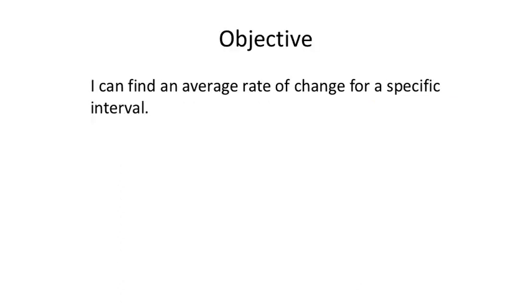The objective: I can find an average rate of change for a specific interval. This is probably a new word for us, interval, but we'll talk about it. Take 30 seconds, copy this down, then we'll talk about it. Just as a quick reminder, rate of change is another name for slope. And so when it's saying we want an average rate of change, I really don't care that it says average. We're looking for the slope formula on these, which we've seen.